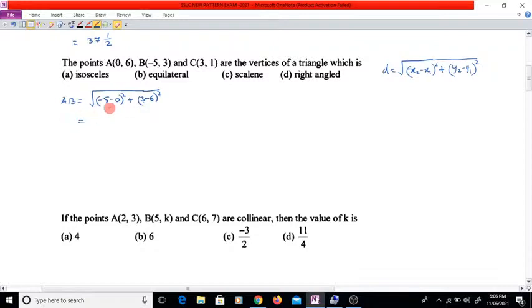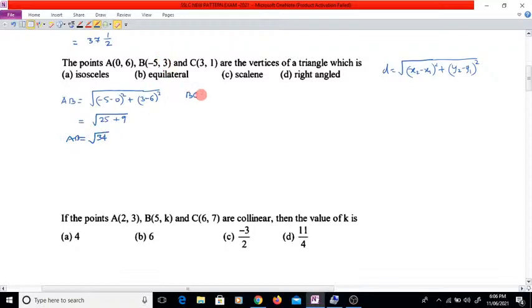So this is equal to minus 5 square is 25 and plus 3 minus 6 is minus 3 square is 9. So this is 25 plus 9 equals 34, square root of 34. AB equals square root of 34. Now we will find what is BC.